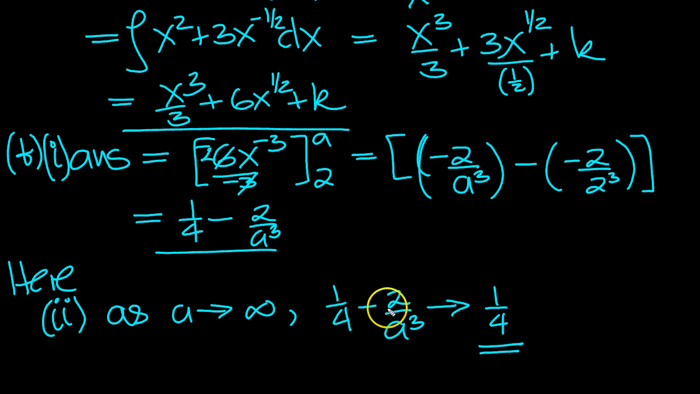So as a tends to infinity then, and gets large, this becomes 0. Quarter take nothing, is just a quarter.